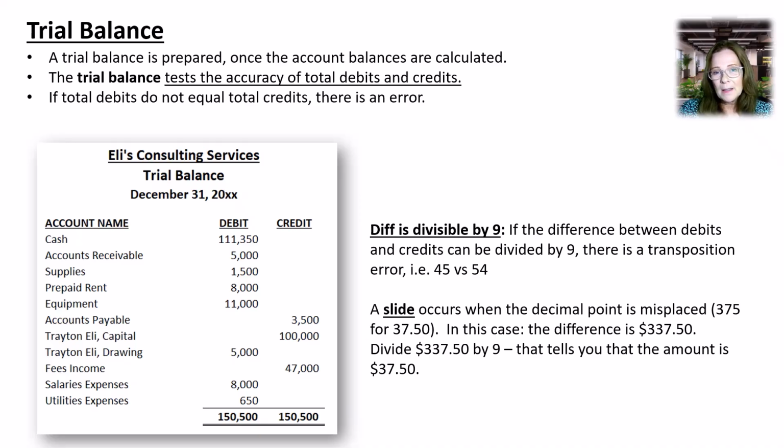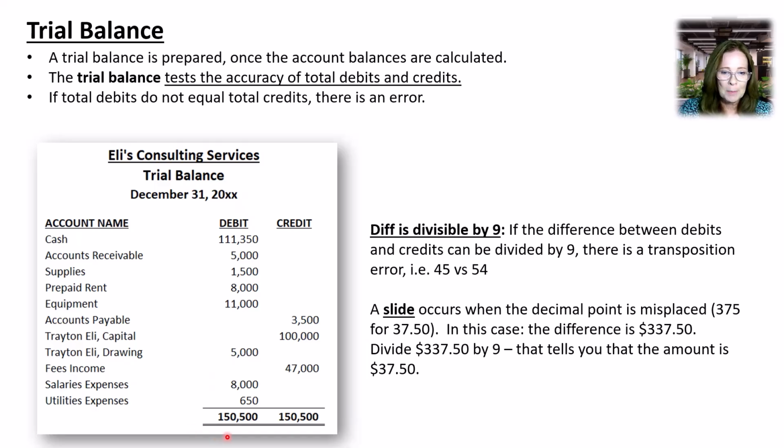The trial balance is a listing of all T accounts with their debit amounts in one column and the credit amounts in another column. For Eli's Consulting, the trial balance has a header section that shows us the name, the title of the report, and the time period. Below that is a column for the account name and a column for the debit balance amount and one for the credit balance amount. At the bottom of the report is the total, and this is very important.